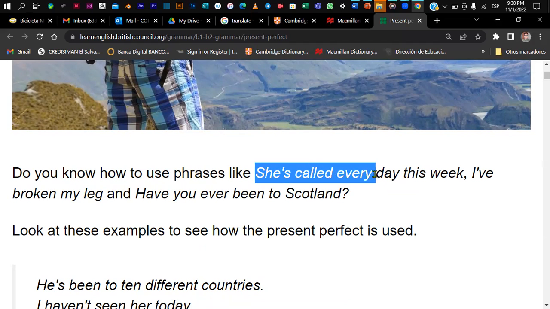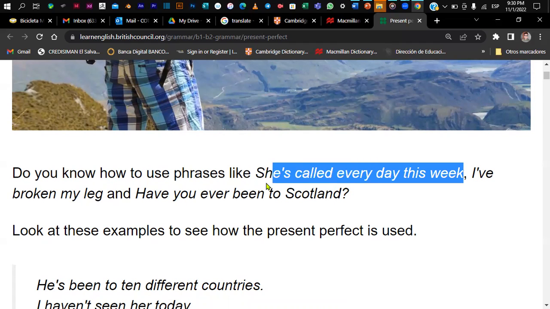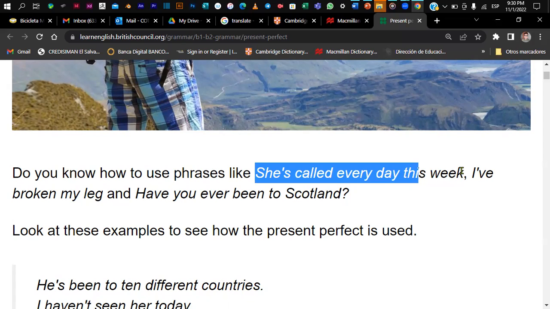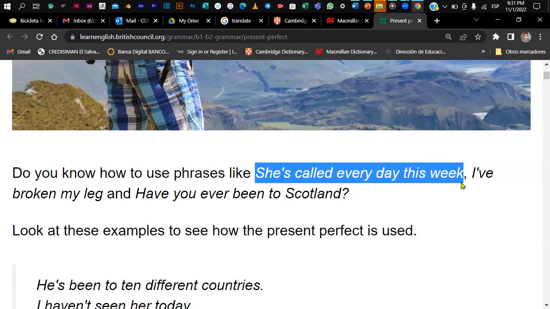She's called every day this week. She's been very insistent. Insistent, calling. Toxic, like a toxic girl. Okay. That's in Spanish, correct? She has called every day. Imagine. What is the meaning of this? Translation of this? Translation? Any of you? Ella llama todos los días de la semana.